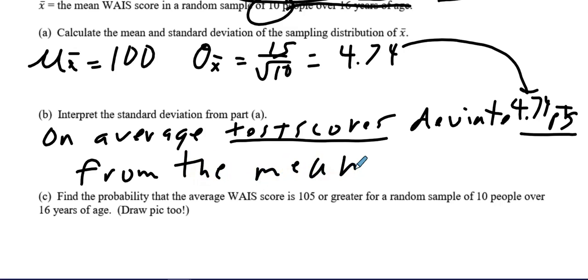So if we were talking about weight of tomatoes, we would say on average, tomato weight deviates 2.85 from the mean. You just fill in the blank with whatever you're talking about in the problem.